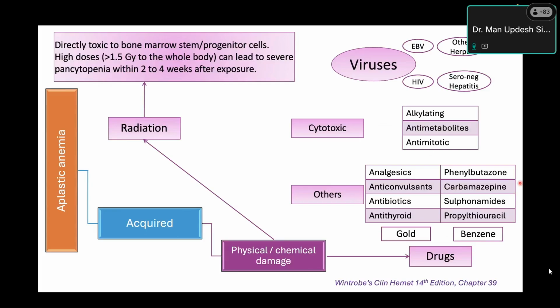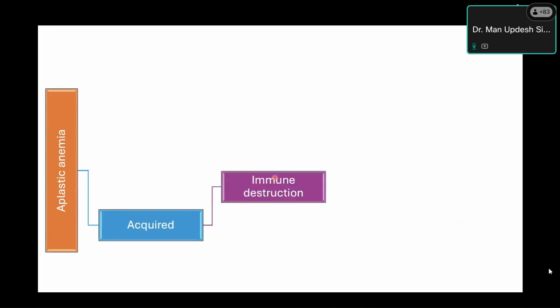Some viruses, EBV, herpes group of viruses, HIV, some seronegative hepatitis, so hepatitis A virus, B virus, C, so seronegative ones, some of them are known to cause bone marrow hypocellularity. So these are causes, beyond the immune idiopathic types, which you need to rule out.